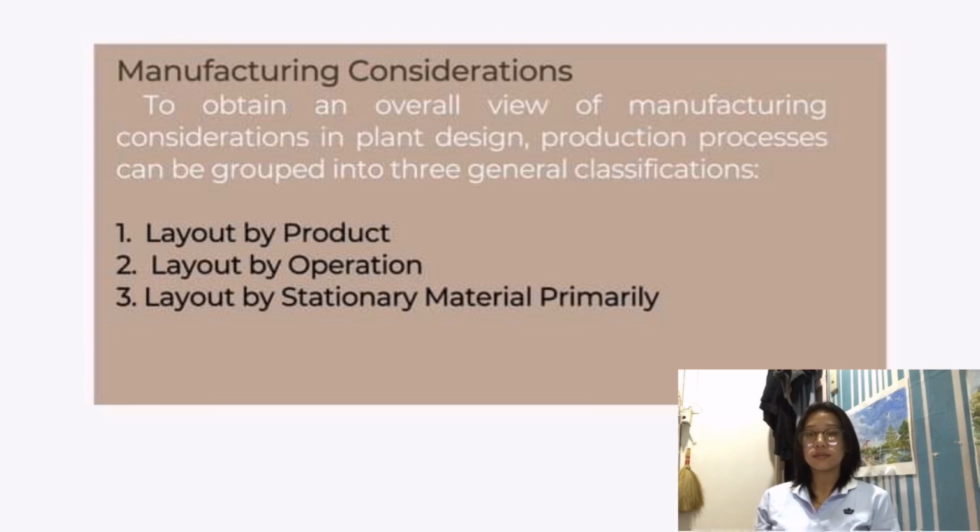And now let's move to manufacturing considerations. It is a plant design. Production processes can be grouped into three general classifications. The first one is layout by product, then layout by operation, and layout by stationary material primarily.